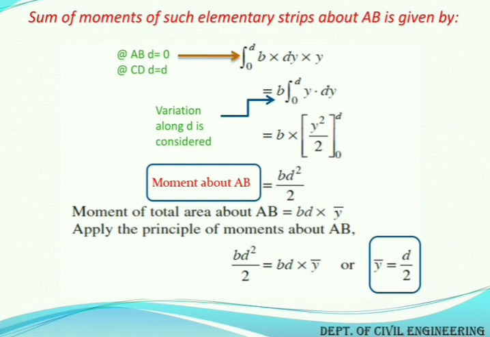Further, we now have to take the sum of such elemental strips about AB. So here comes the application of integration, and fixing the limits in integration is very important. The lowermost limit is 0, that is at the level of AB. The uppermost limit will be at CD, which is D. That is, the depth varies from 0 at AB, and at CD the maximum depth we get is the small d.